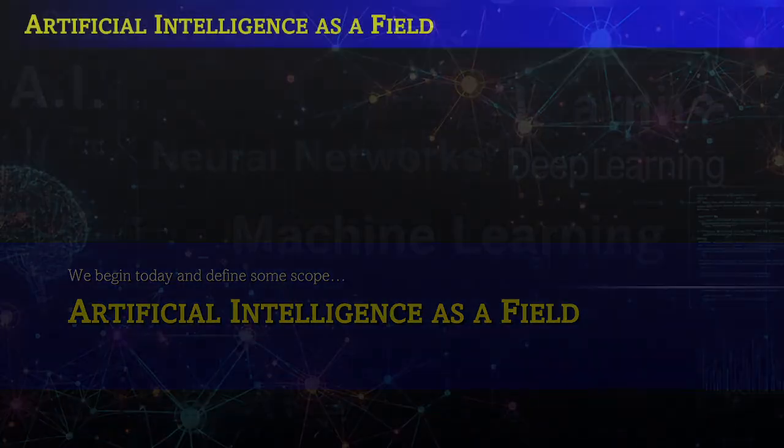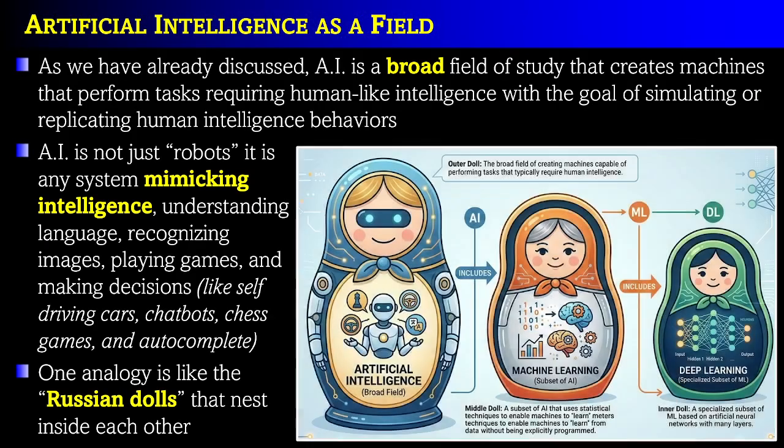Artificial intelligence as a field. So, as we've already discussed, AI is a very broad field of study that creates machines that perform tasks that require human-like intelligence, with the goal of simulating or replicating human intelligence behaviors. But AI is not just robots, it's any system mimicking intelligence, understanding language, recognizing images, playing games, and making decisions, like self-driving cars or chatbots or chess games or even autocomplete on the internet.